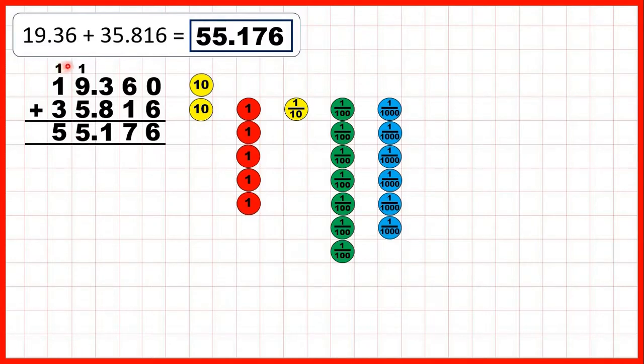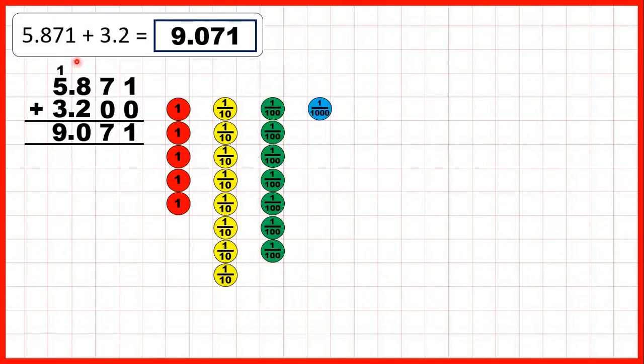Finally, in our tens column, we needed to add the 1 that we made from adding our ones to the 1/10 that we started with, and then add 3 more tens to give us 5 tens in our answer, 55.176.